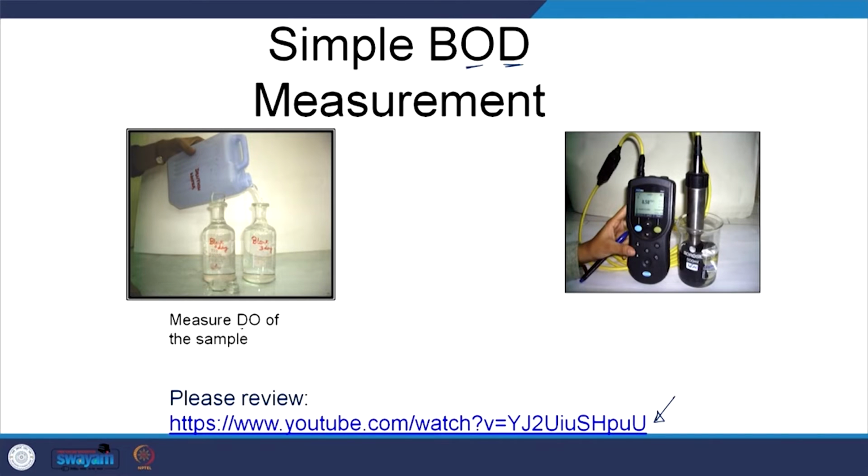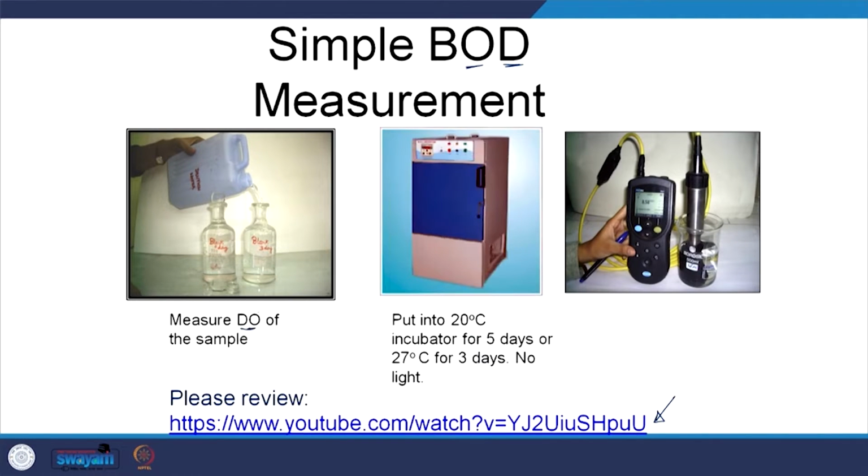So, measure dissolved oxygen of the sample. These are the BOD bottles, typically 300 ml, relatively standard sized. Measure the DO of the sample. As you can see, it is 0 day and 3 day at 27 degrees centigrade, or 5 days at 20 degrees centigrade. The kinetics turns out to be the same. So, you will measure the initial DO and then the DO after 3 days or 5 days as you see fit. But where will you keep the sample in that time?